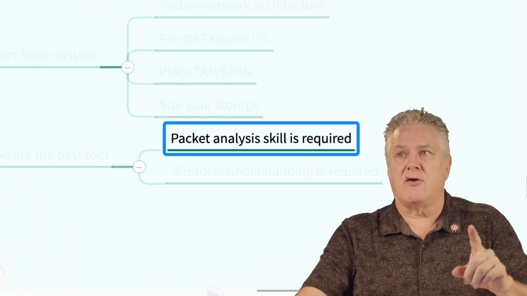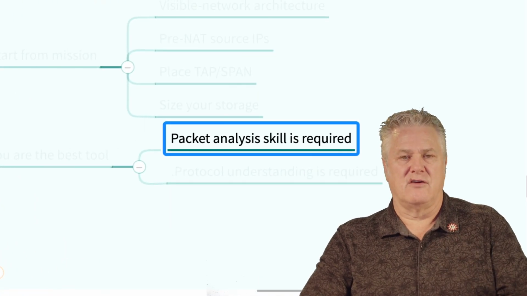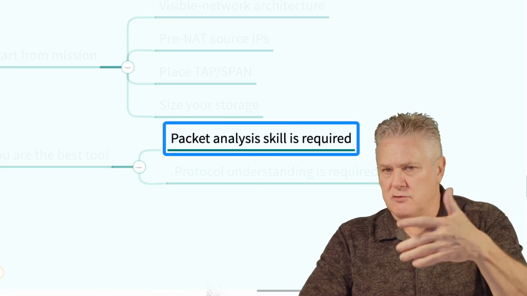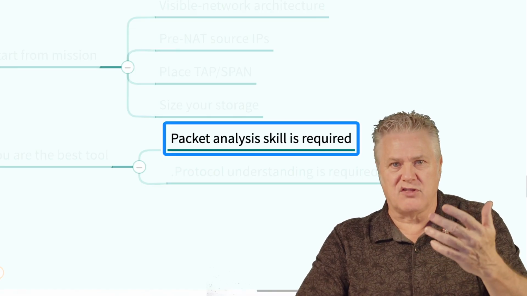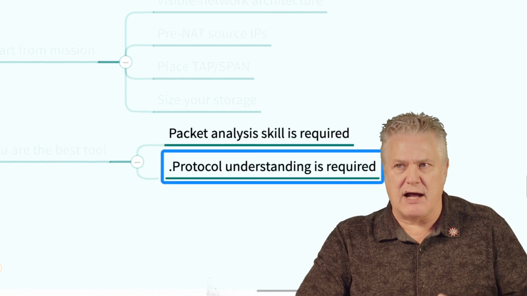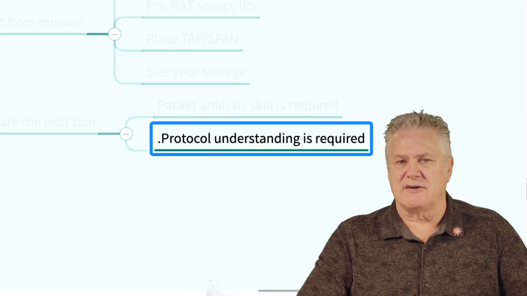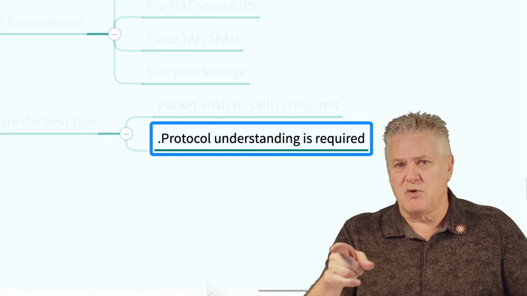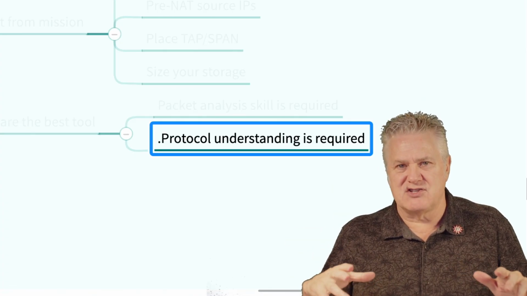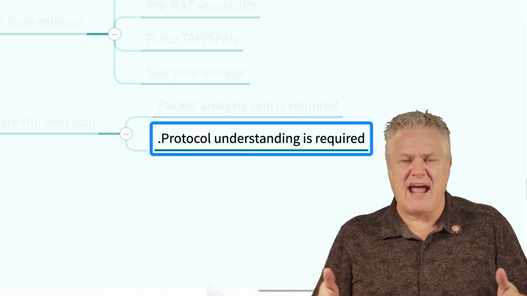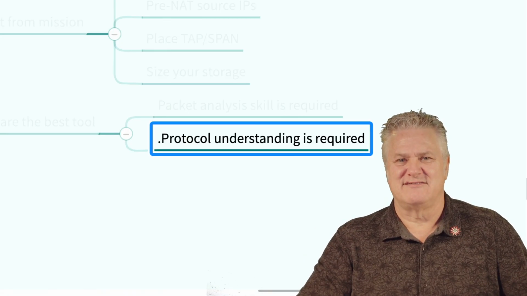What that's going to require is packet analysis skills. You can't just rely on the machine to do this. You have to look at the weird things that are happening. That's your job. Protocol understanding is also required here. Now, in this next section, I'm going to do a little show and tell. It's going to be a little bit different. And then after that, we'll get into the AI section.